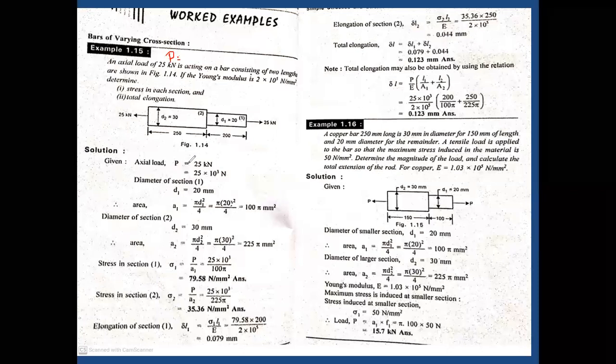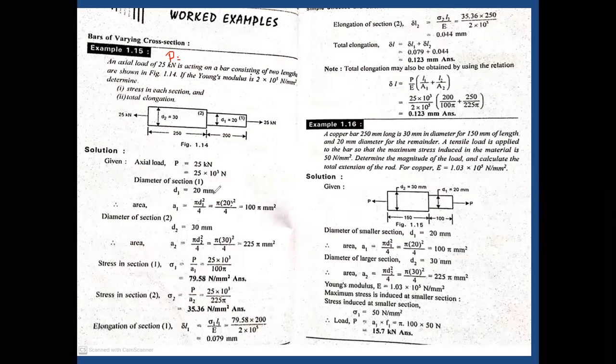As per the given data, the load is 25 kilonewtons. We need to convert 25 kilonewtons into newtons by multiplying by 10^3. The diameter of the section is D1 equals 20 mm, and A1 equals, why? Because the entire specimen has a circular cross section, that is, a round bar.